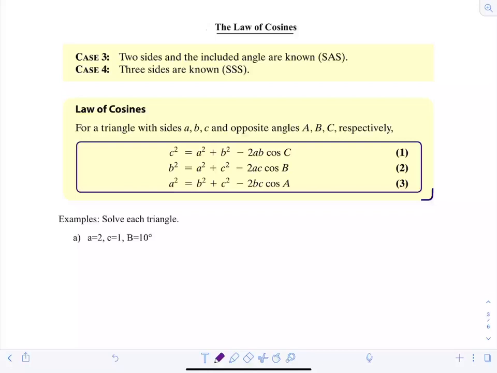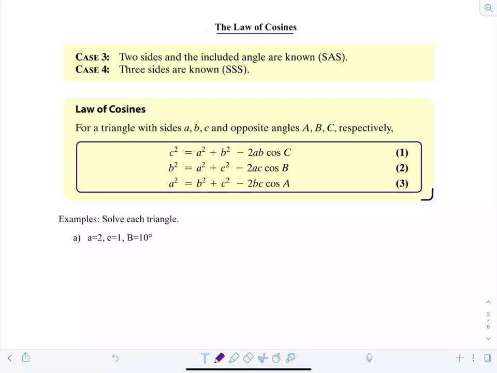Right, in this lesson, we're going to cover the law of cosines. If you watched the previous video on the law of sines, we went through the 4 cases of how to solve for triangles, and the first 2 involved using the law of sines. Now cases 3 and 4, if you're given side, angle, side, so 2 sides and the angle between them, or side, side, side, all 3 sides of a triangle, you're going to use the law of cosines to solve. So the law of cosines is as follows.